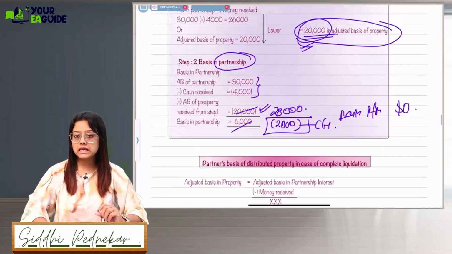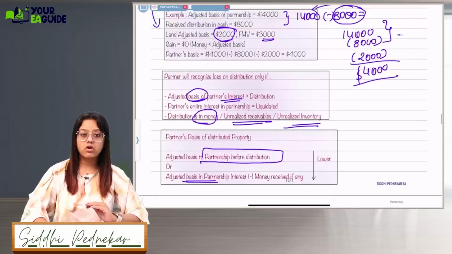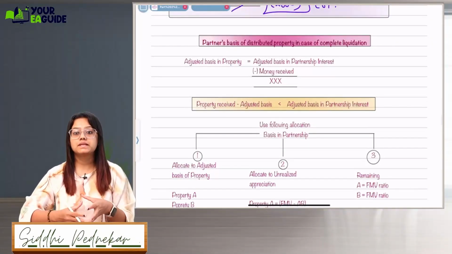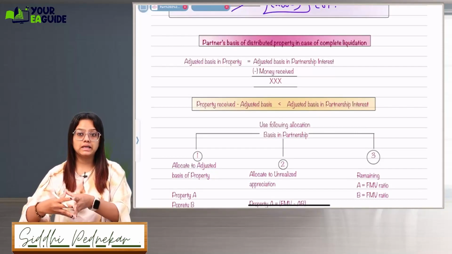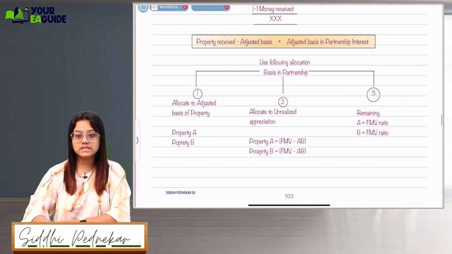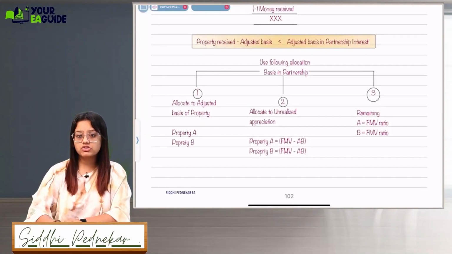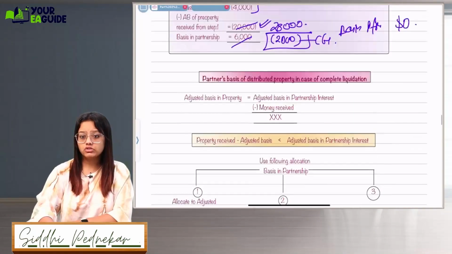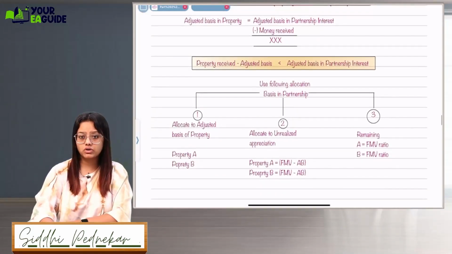So this is the whole set of scenarios, all kinds of scenarios we have included in case of distribution. Now, the partner's basis of distributed property in case of complete liquidation. When you have a complete liquidation, this we have already seen. This is just an allocation which I have provided in short format. You just need a quick revision. You can read the last 3-4 pages for the whole partnership chapter.